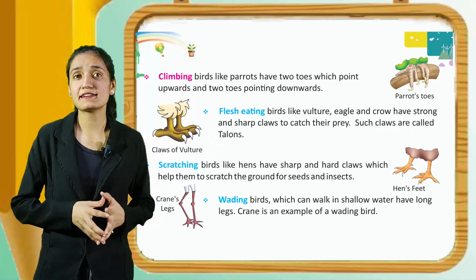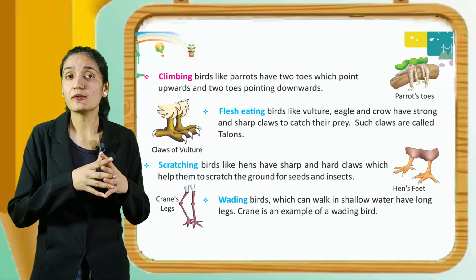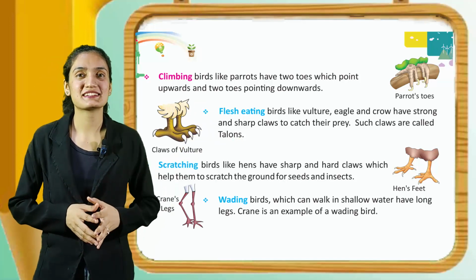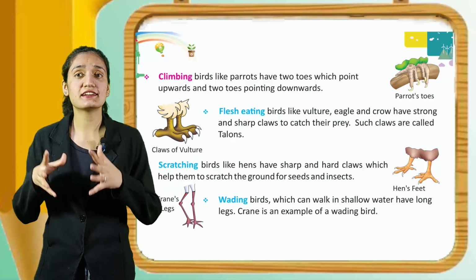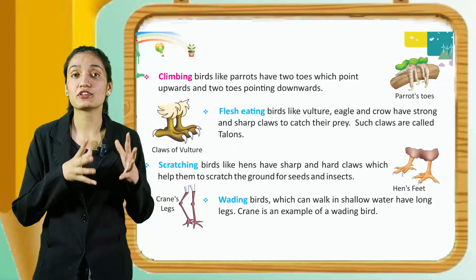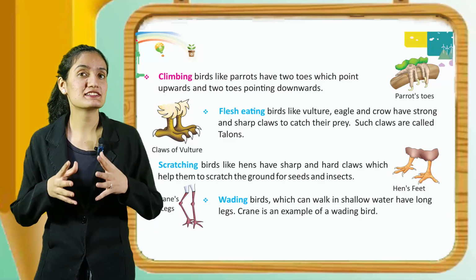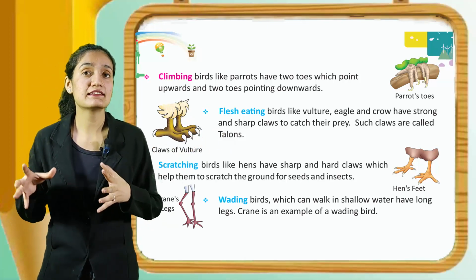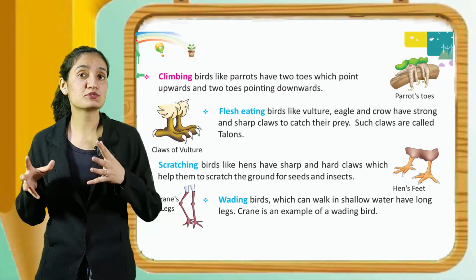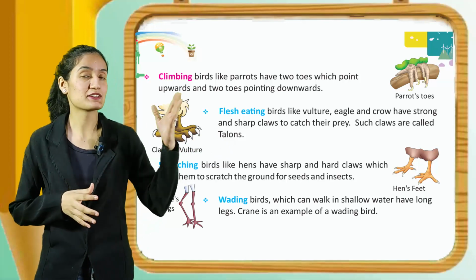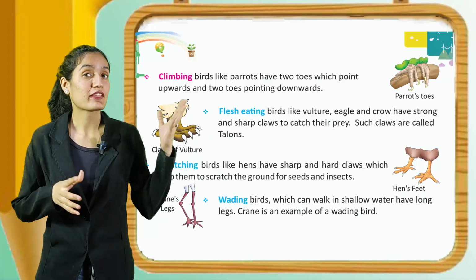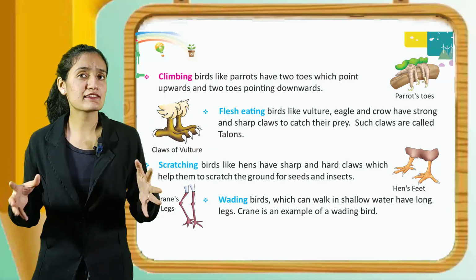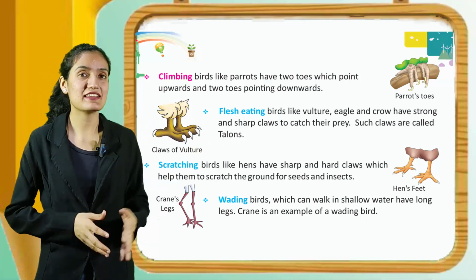Climbing birds like parrots have 2 toes which point upward and 2 toes pointing downward. Here you can see parrot's toes. Flesh-eating birds like vulture, eagle and crow have strong and sharp claws to catch their prey. Such claws are called talons. You can see the claws of a vulture. Scratching birds like hens have sharp and hard claws which help them to scratch the ground for seeds and insects. You can see hen's feet. Wading birds, which can walk in shallow water, have long legs. Crane is an example of a wading bird. You can see crane's legs.